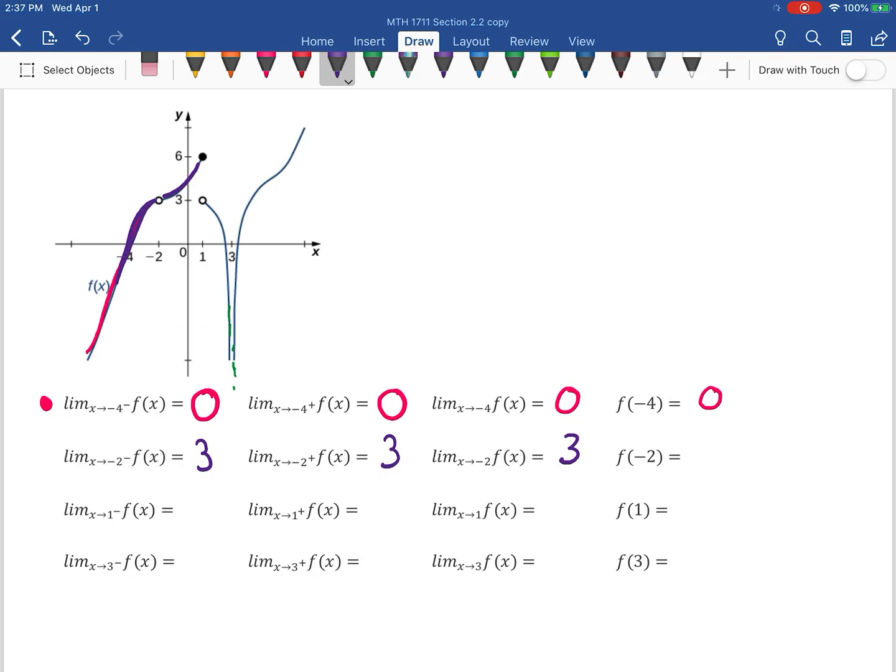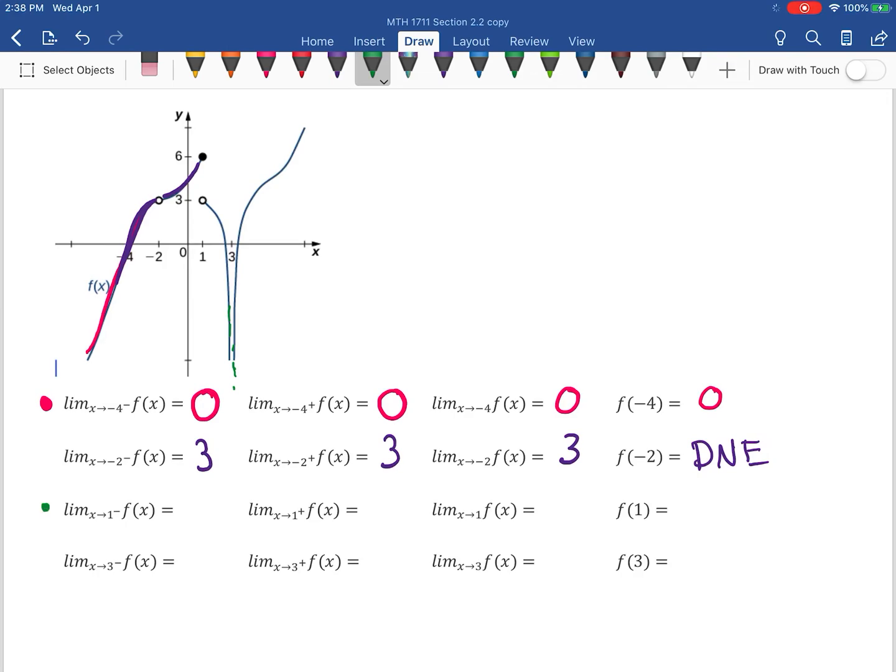Now, the value of the function at x equals -2 does not exist. There is an open circle on the graph at x is equal to -2, which indicates to me that there's a hole in the graph and a missing value there. So there is no -2 in our domain for this function.